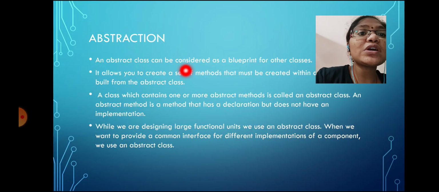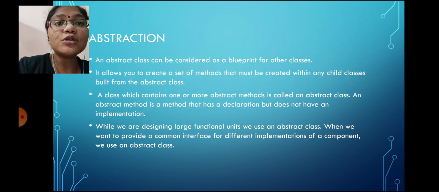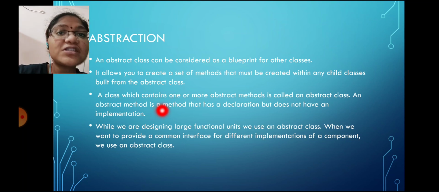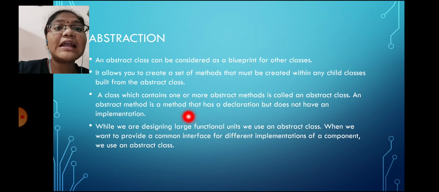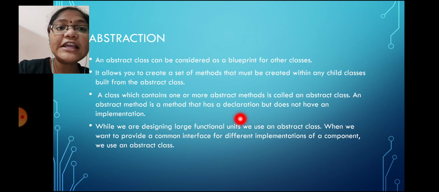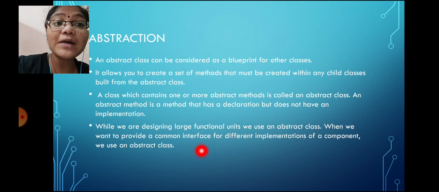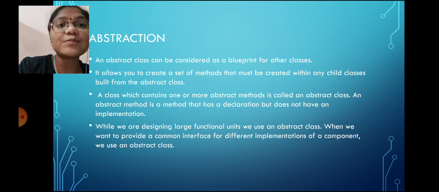Abstraction. An abstract class can be considered as a blueprint for other classes. It allows you to create a set of methods that must be created within any child classes built from the abstract class. A class which contains one or more abstract methods is called an abstract class. An abstract method is a method that has a declaration but doesn't have any implementation. While we are designing large functional units, we use an abstract class. When we want to provide a common interface for the different implementations of a component, we use an abstract class.